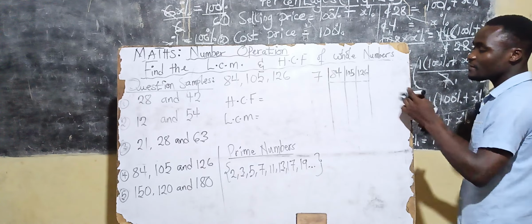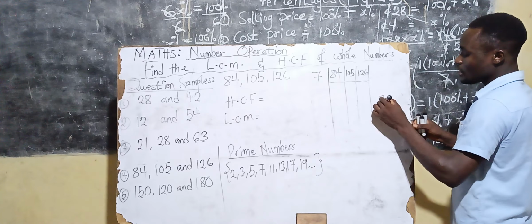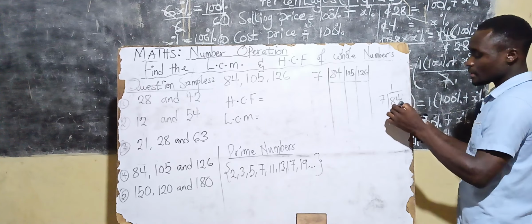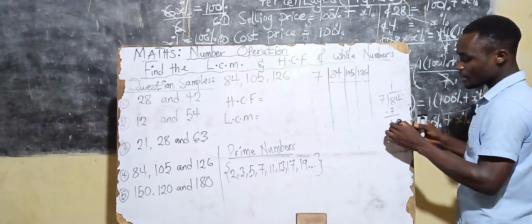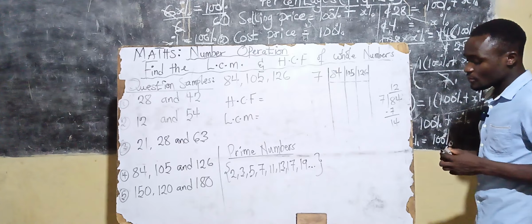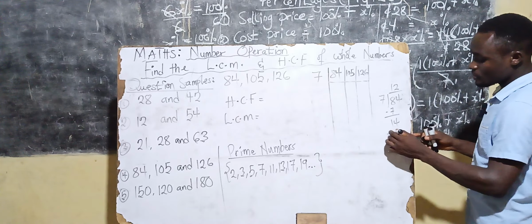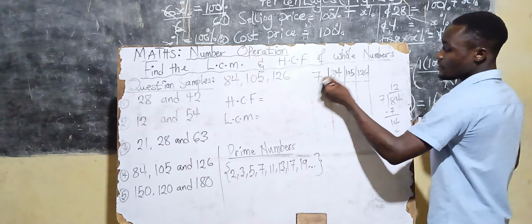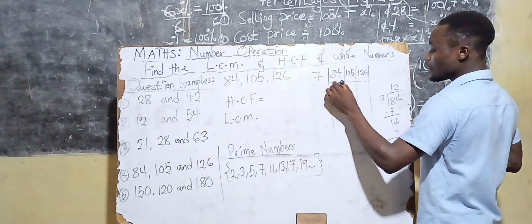Now, how many times does 7 divide 84? So let me use my long division here. 7 goes into 8, 1. So here becomes 7. You subtract, you are getting 14. So here 2. That means that 7 goes into 84 12 times. Yes. So here 7 divides 84 12 times.